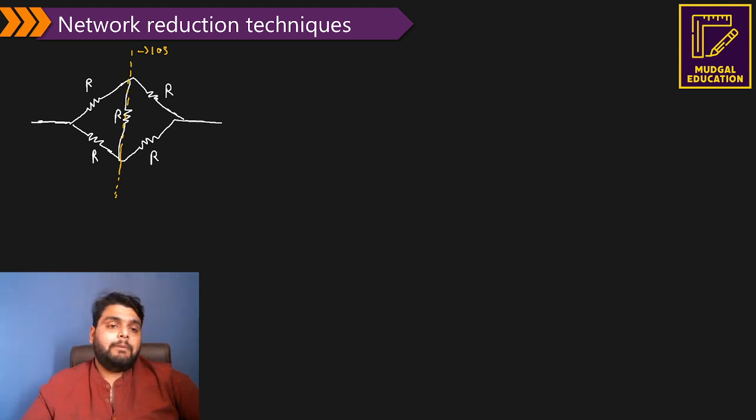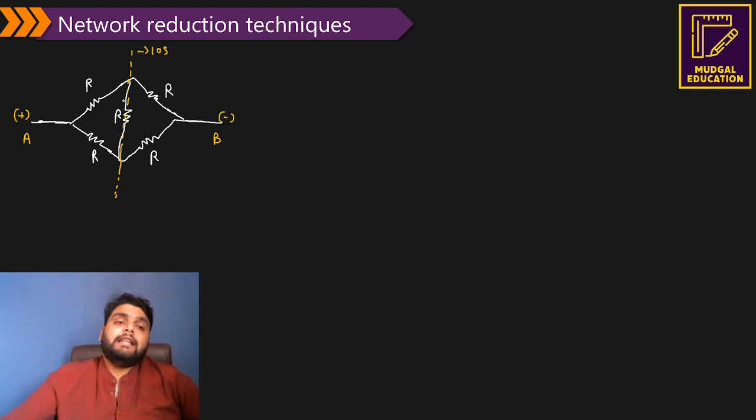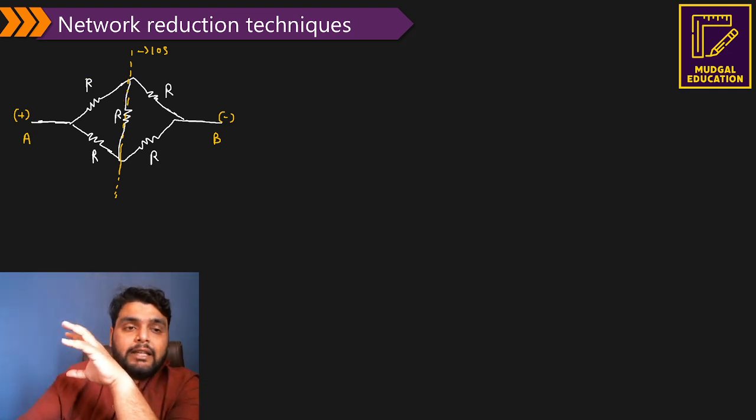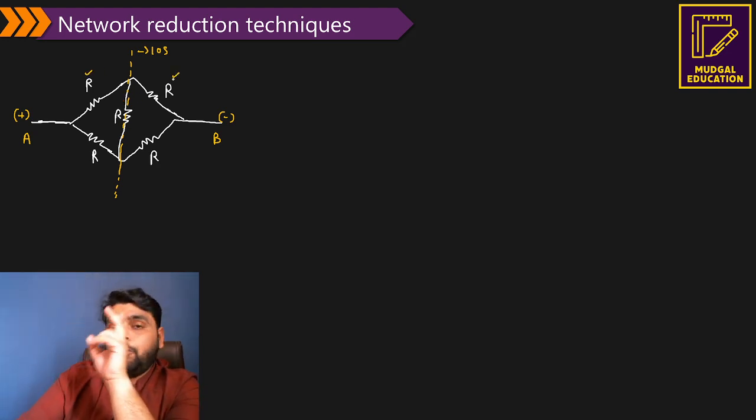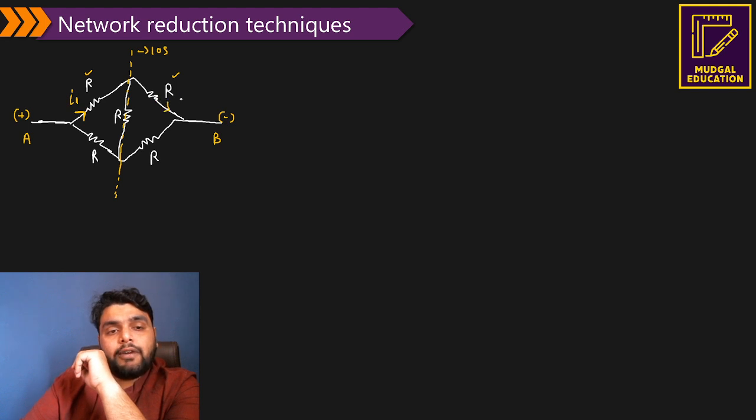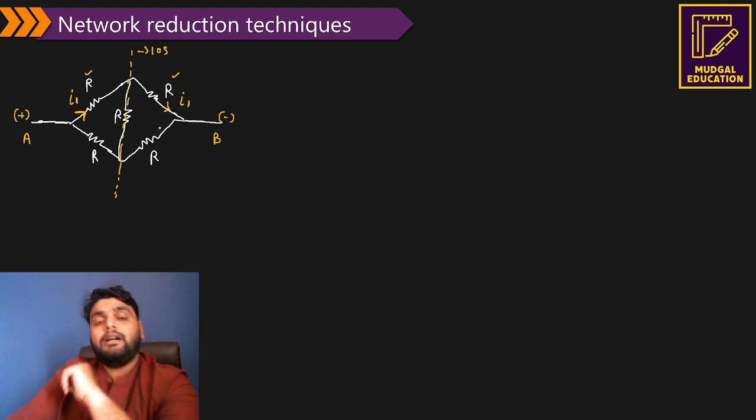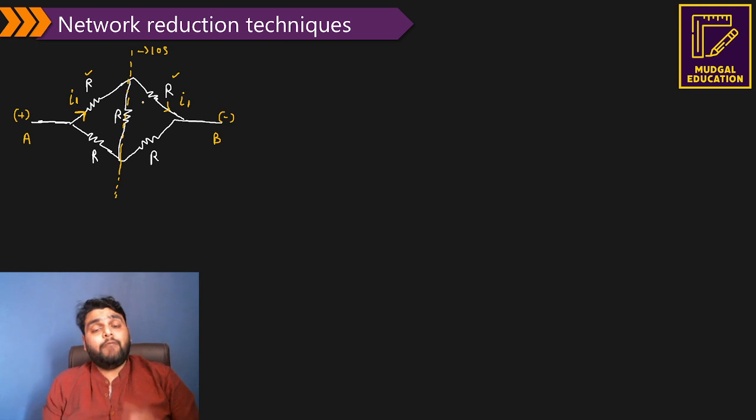The same thing will happen here. This is point A, this is point B. Let's suppose this is a positive terminal, this is a negative terminal. Now see very carefully, this resistor and this resistor are mirror images of each other. So the amount of current flowing in this resistor, let's suppose I1, the same amount of current I1 will flow in this resistor R. Why? Because they are exactly the mirror image of each other.